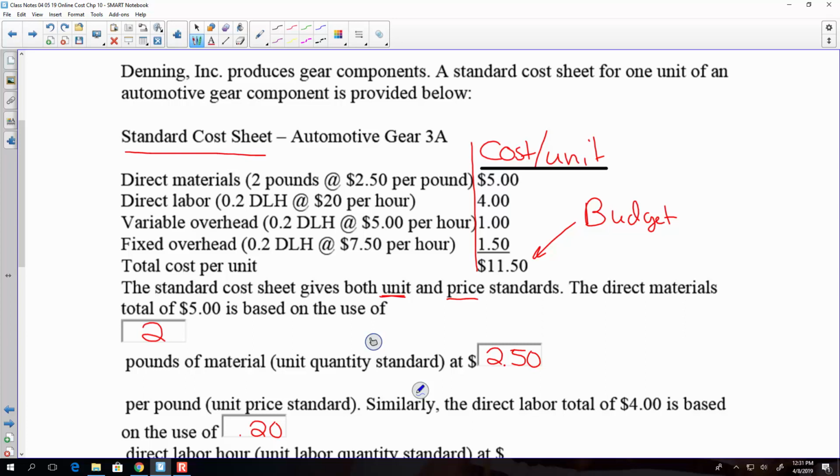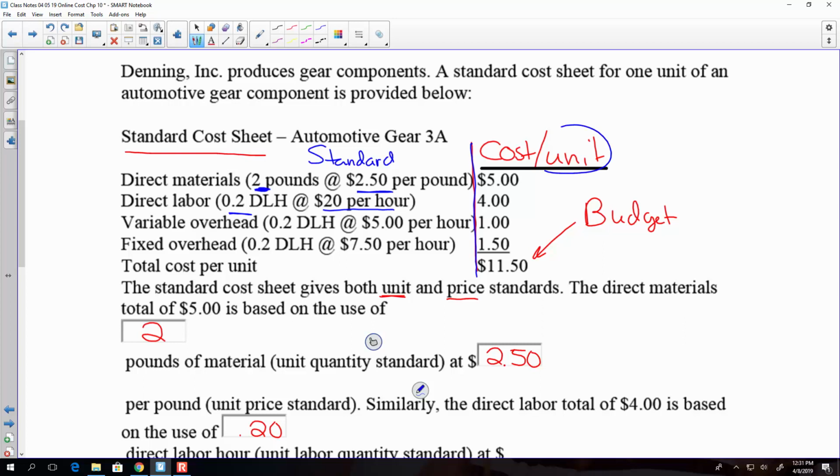Remember that we have two distinct things here. We have our standard information on the left, both pounds, or measurement of pounds in this case, as well as price per pound in this case. The labor should take us 0.2 hours to make 1 unit, and we normally pay our direct labor employees $20 an hour. Well, what is this then?